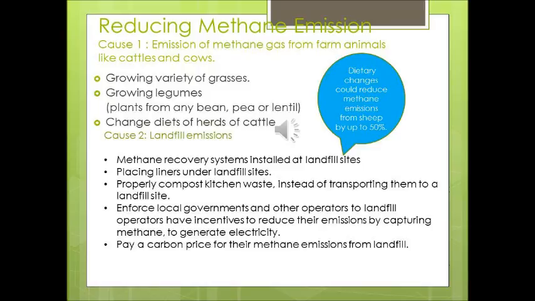The last solution is that local governments and other operators may be liable to pay a carbon price for the methane emissions from landfills. And lastly, landfill operators have incentives to reduce their emissions by capturing methane to generate electricity. This would make emissions reduced by diverting waste or other treatments.